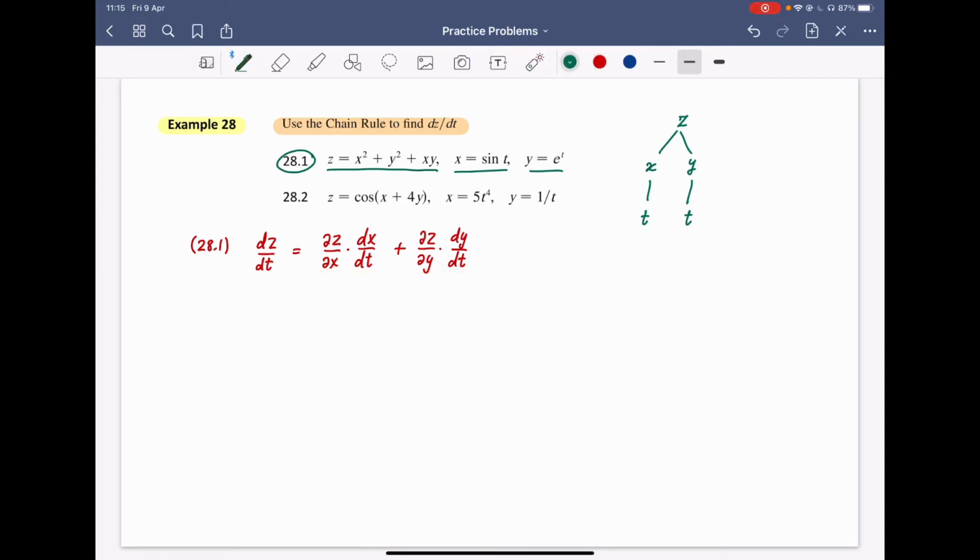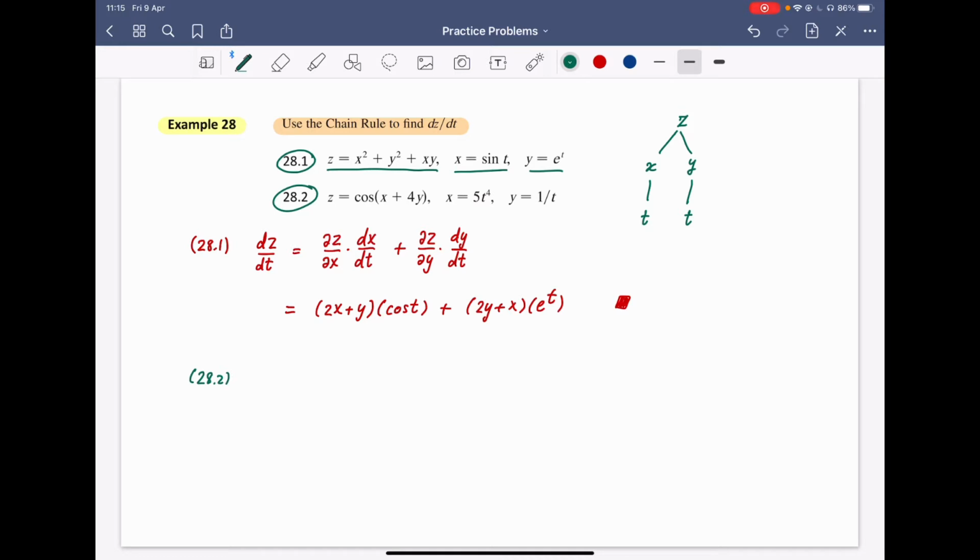And then after that, you just need to differentiate. Differentiate c with respect to x, so you get 2x plus y, right? And differentiate x with respect to t, so you get cosine t. Differentiate c with respect to y, so you get 2y plus x. And differentiate y with respect to t, so you get e to the t. And that would be the answer for question 28.1. That's it.